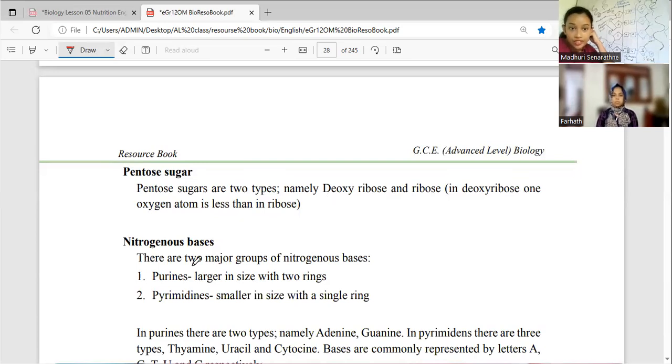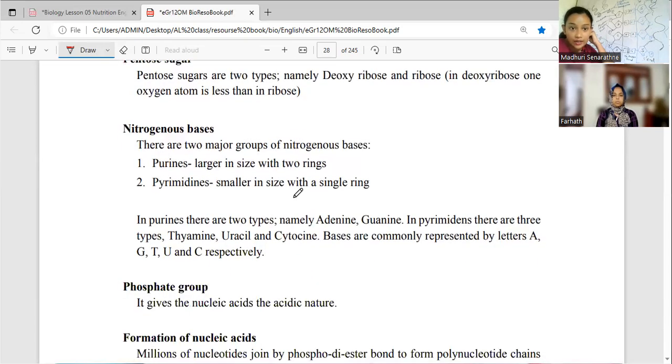You know, there are two major groups of nitrogenous bases, purines and pyrimidines. Purines are larger in size with 2 rings. Pyrimidines are smaller in size with a single ring. In purines, there are two types, adenine and guanine. Pyrimidines, 3 types: thymine, uracil, and cytosine. Bases are commonly represented by the letters A, G, T, U, and C respectively. The phosphate group gives the nucleic acids their acidic nature.